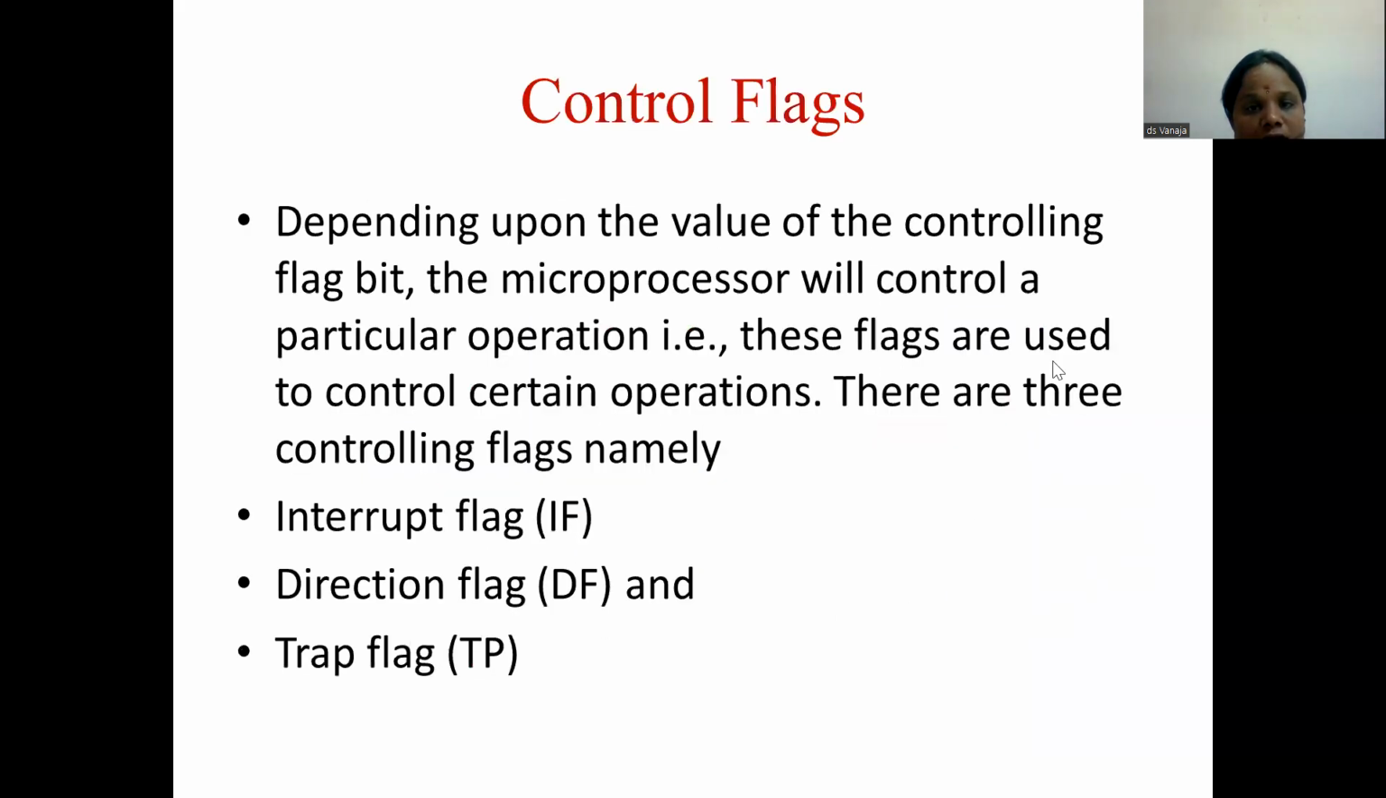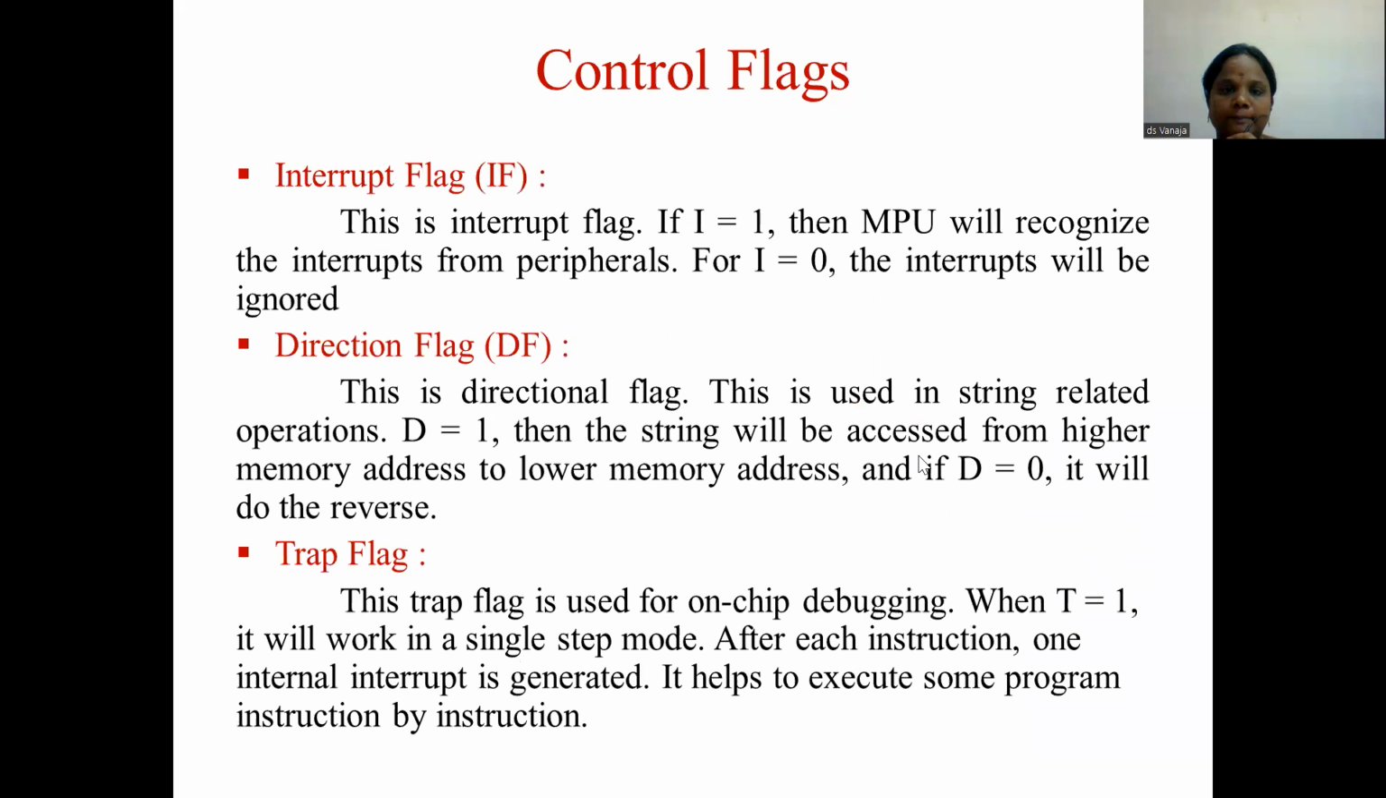Now we have to see the control flags. What is the main functionality of these control flags? Depending upon the value of the controlling flag bit, the processor will control a particular operation. That is, these flags are used to control a certain operation. There are 3 controlling flags, namely interrupt flag, direction flag, and trap flag. Now we have to see what is the individual functionality of these flags.